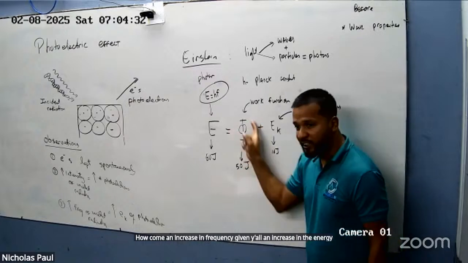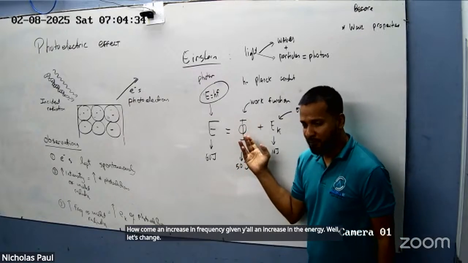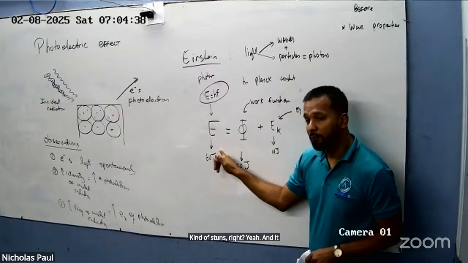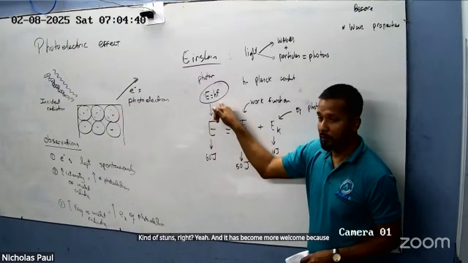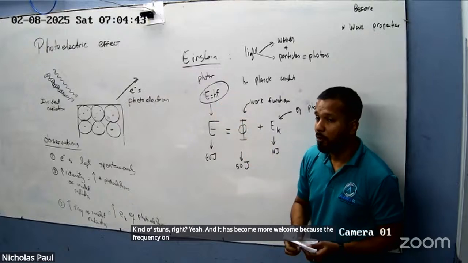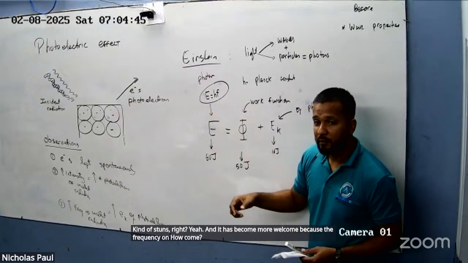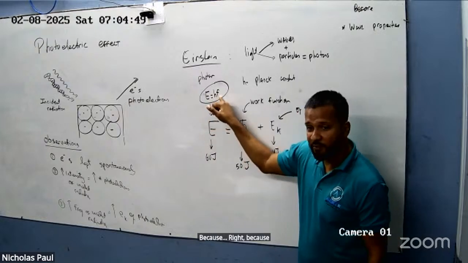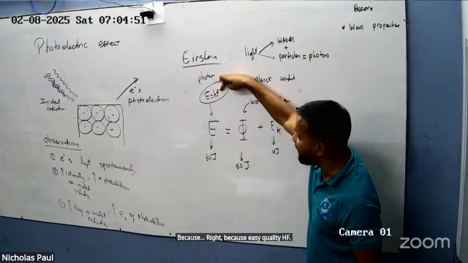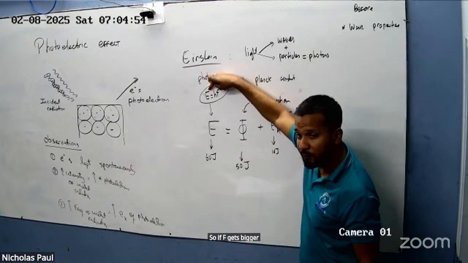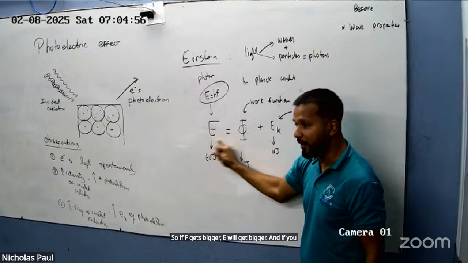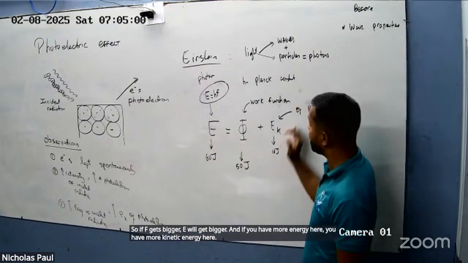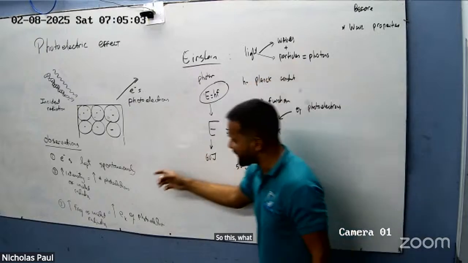Will this change? That's a constant, right? The energy would become more because the frequency will get increased. How come? Because E is equal to HF. So if F gets bigger, E will get bigger. And if you have more energy here, you have more kinetic energy here. So this, what Einstein suggests, explains 1 and 2.